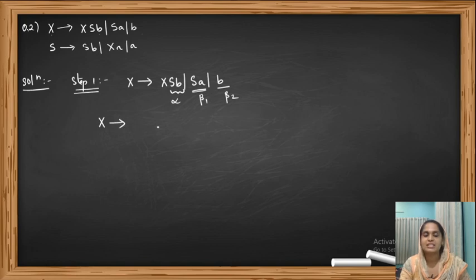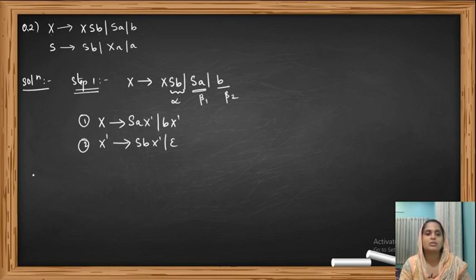The general form is X produces beta X'. And here we have two betas, so X produces beta 1 X' bar beta 2 X'. Beta 1 is SA, so SA X' bar beta 2 X'. Beta 2 is B, so B X'. And X' produces alpha X' bar epsilon. Alpha means SB, so SB X' bar epsilon. So these are our first two productions. This will be our first production and this will be our second production in the final result.